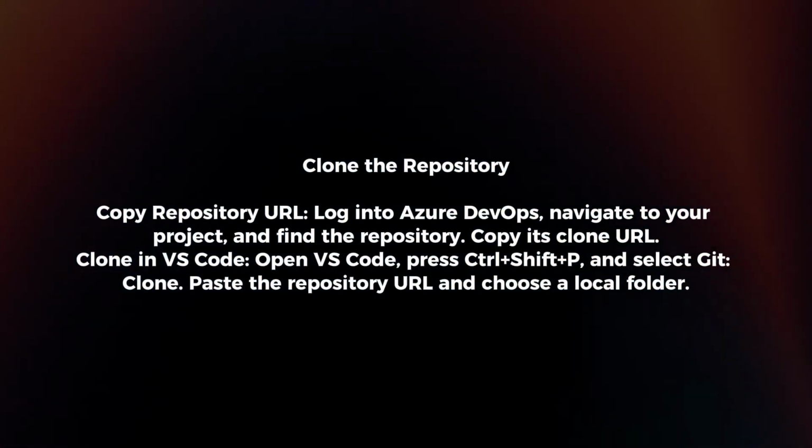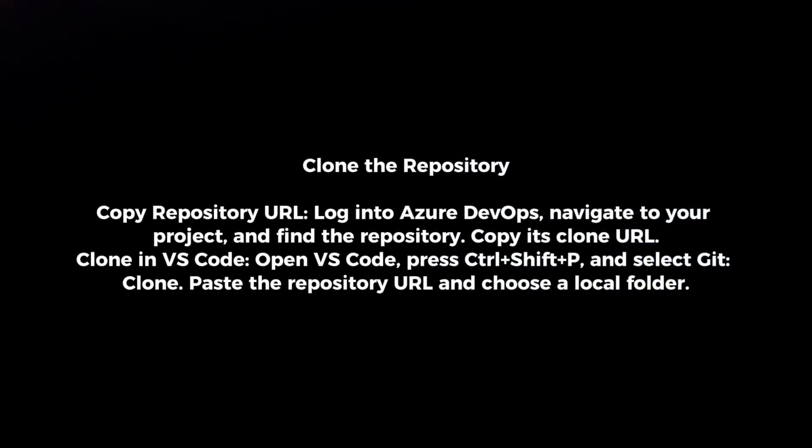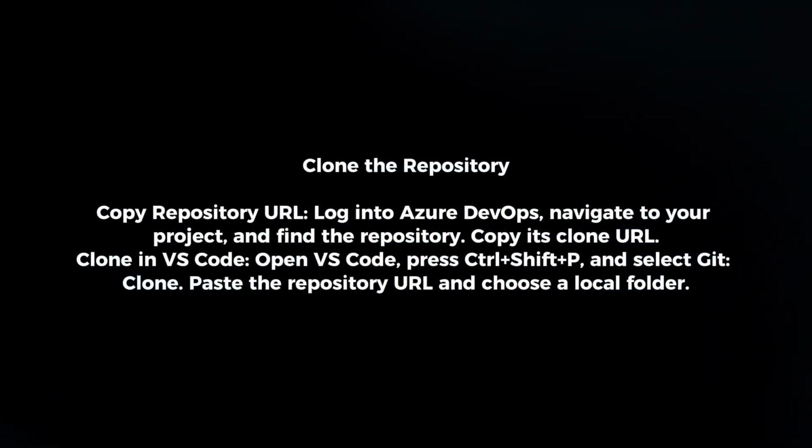Clone in VS Code. Open VS Code, press Ctrl+Shift+P and select Git Clone. Paste the repository URL and choose a local folder.